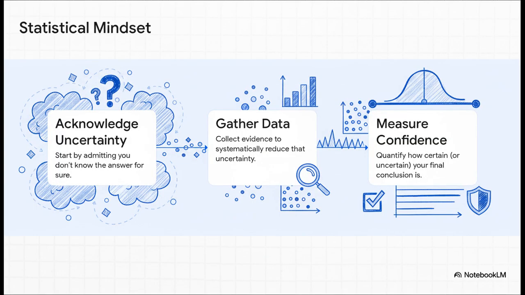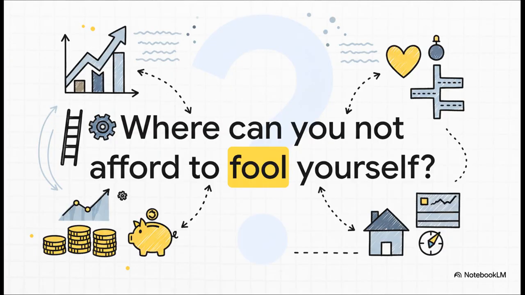So how do you actually do this? It really comes down to 3 simple steps. 1, you start by acknowledging that you don't know for sure. 2, you go out and systematically gather data to try and reduce that uncertainty. And 3, you use the tools of statistics to measure just how confident or uncertain you should be in your conclusion. So what does this mean for our blue button?